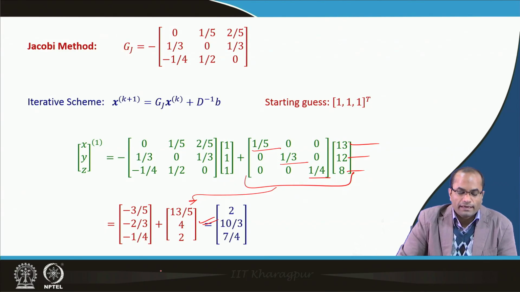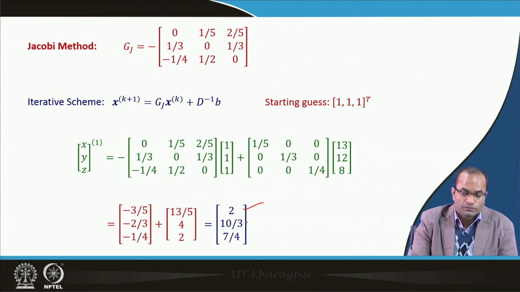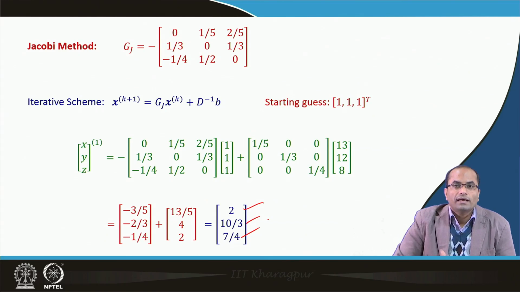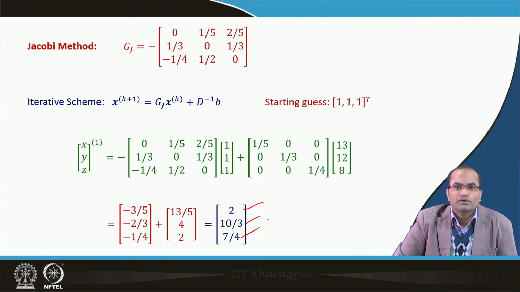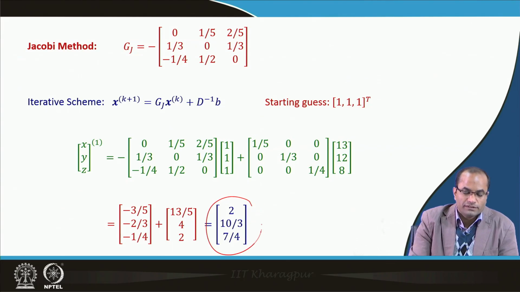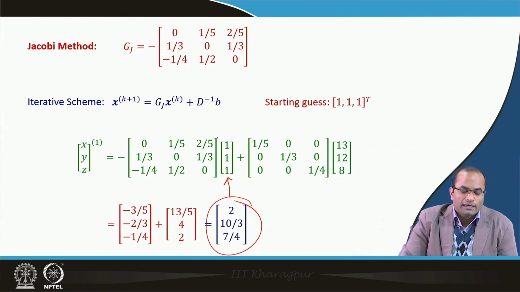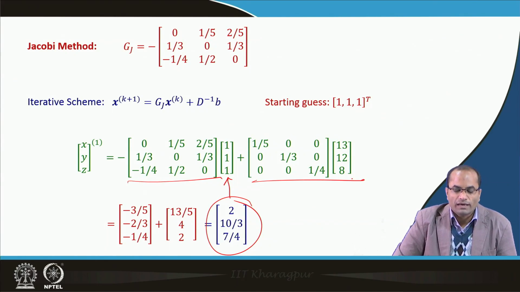And now we can add the 2 and we got 2, 10 by 3, 7 by 4, and these are exactly the values which we got earlier using the component wise calculation. Here the benefit is, once we have this one, we just need to plug this instead of this 1 1 1, and then again these multiplications we will get the next value.